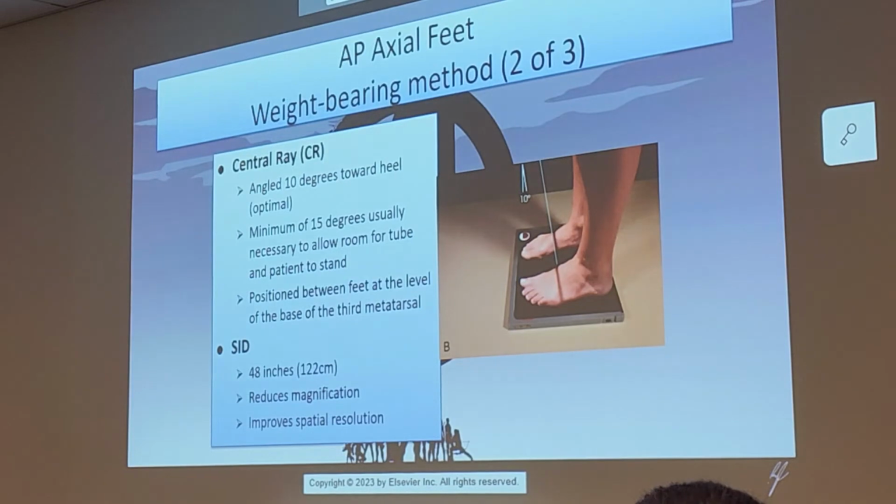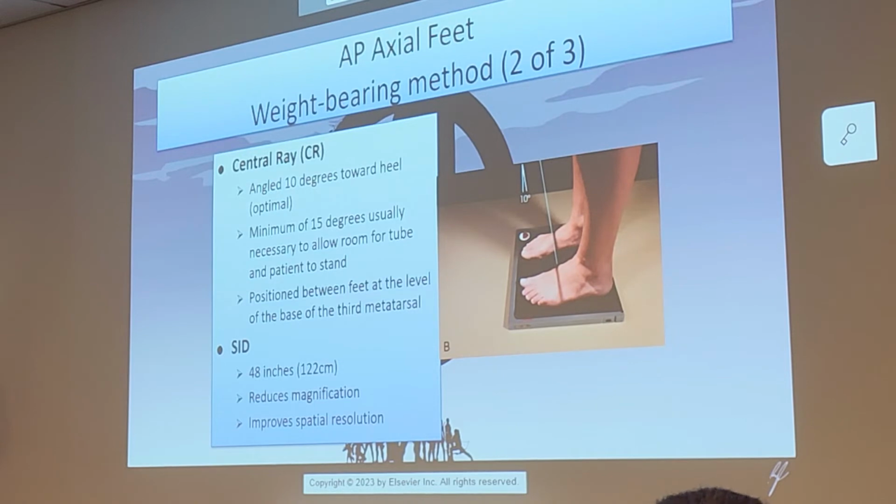That's going to help, especially with spatial resolution, because one thing to keep in mind is if you look where that central ray is going, it's not actually penetrating any of the feet. It's going between the feet. So naturally, because we're not penetrating a part, the spatial resolution is going to suffer. That's why we increase that SID, to mitigate that a little bit and give a clearer image.